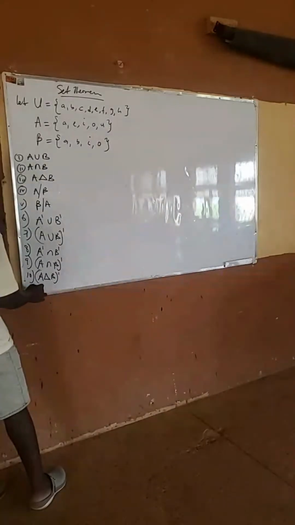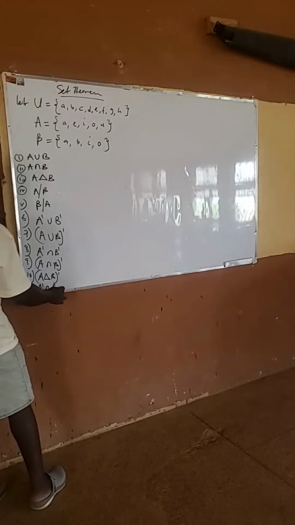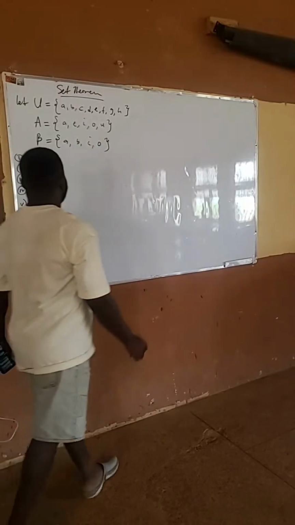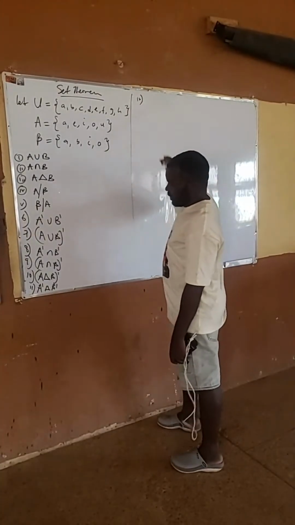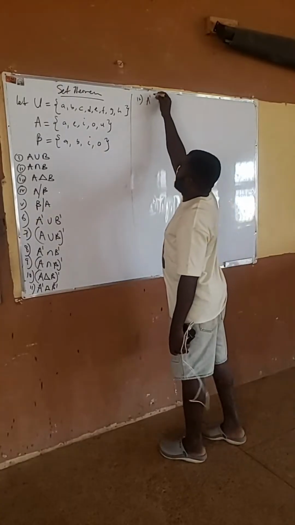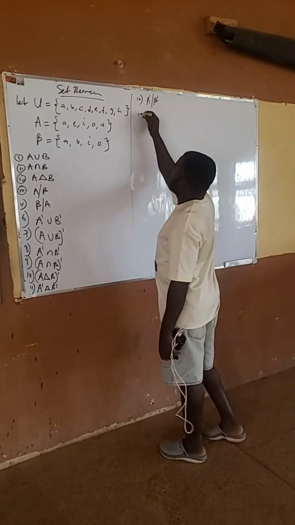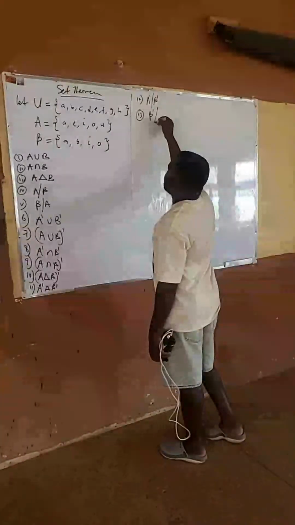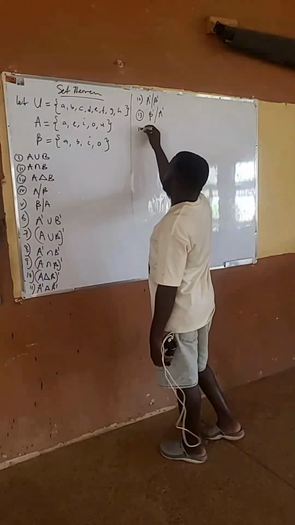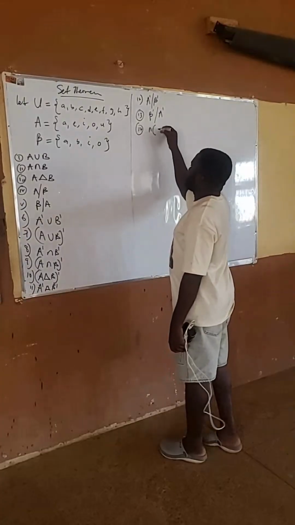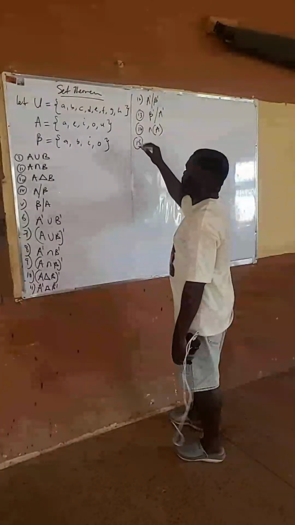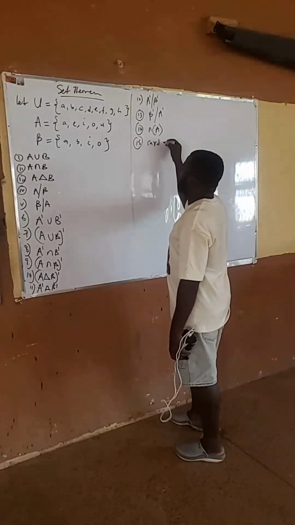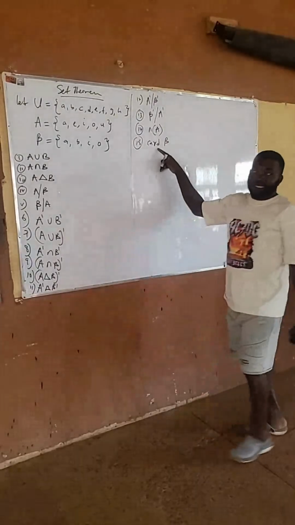The 10th question says we should find A symmetric B all prime. The 11th question says we should find A prime symmetric B prime. The 12th question says we should find A prime difference B prime. The 13th question says we should find B prime difference A prime. The 14th question says we should find the cardinality of A, written like n of A. The 15th question says we should find card B. Card B means cardinality of B.